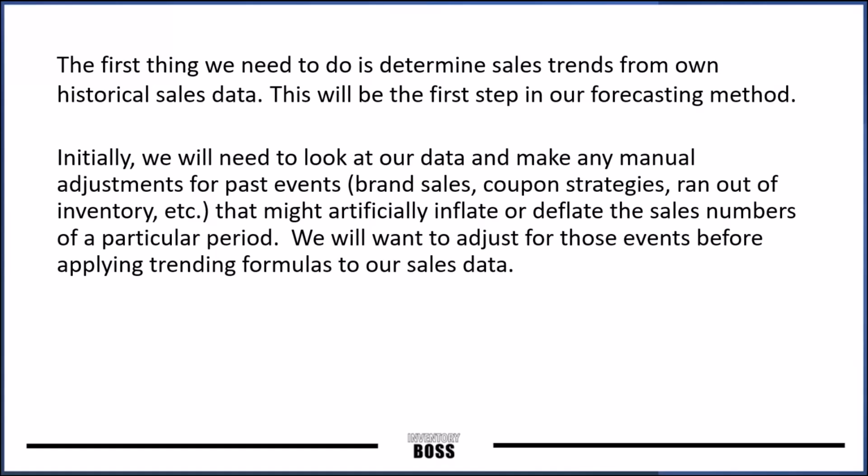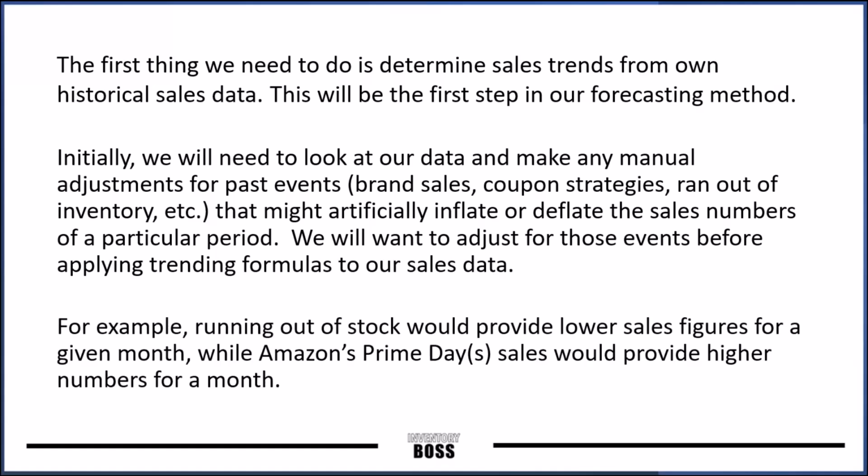Think of it this way. Before we bake the cake, we need to make sure that we have all the right ingredients and the right measure of ingredients. Otherwise, the cake's not going to turn out the way we want it. So before we bake the numbers into our cake, we want to make sure that the numbers are good. And a quick example is running out of stock would provide a lower sales figure for a given month, while Amazon's Prime Days, typically in July, would provide a higher set of sales for a month. But that doesn't indicate what our sales trends are. But if we don't adjust for these values, then we might skew our numbers and our forecasts one way or the other, and we don't want that.